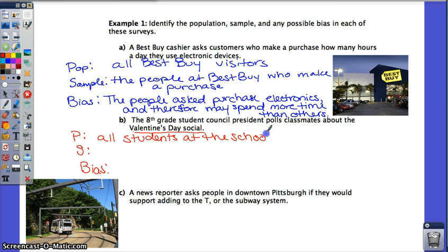The sample then is who actually gets asked. So an 8th grade student council president polls her classmates. It's going to be the 8th grade president's classmates.